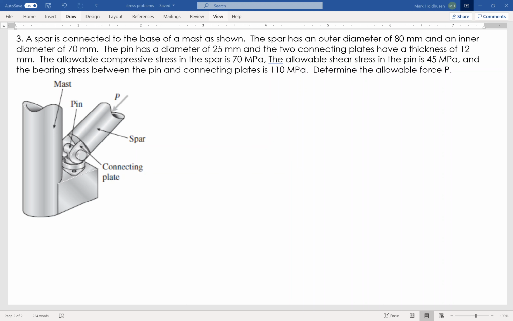Okay, so I have a spar. It's basically a mast here. I've got a compressive load P acting on this. Okay, I've got some dimensions. You can look at all those as you want to see.